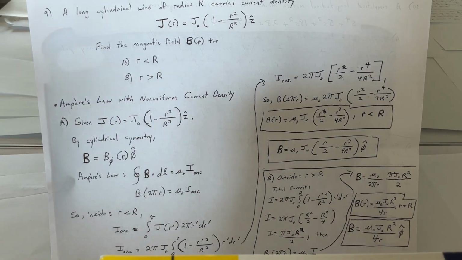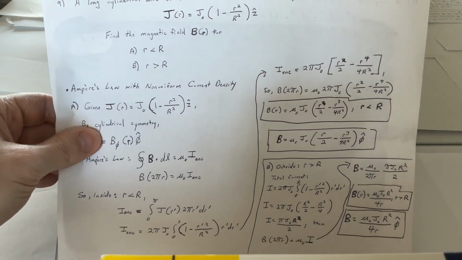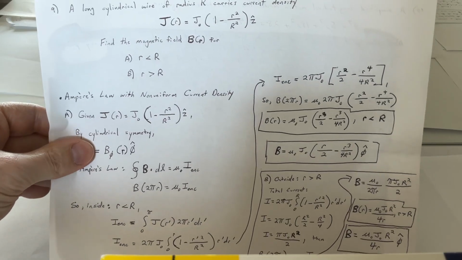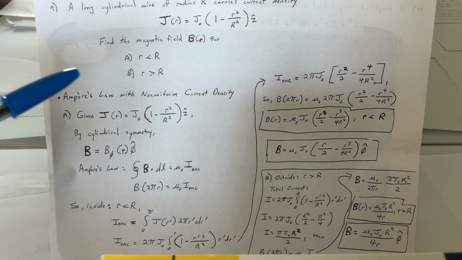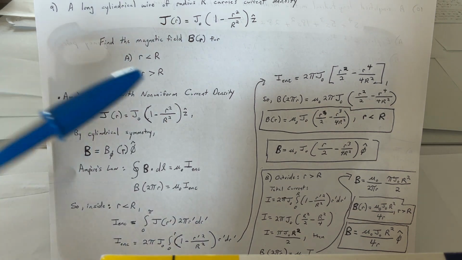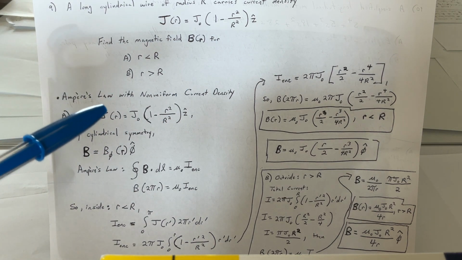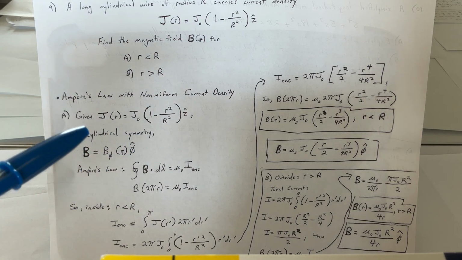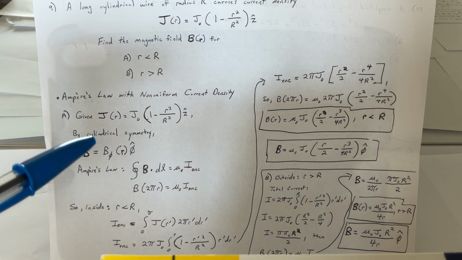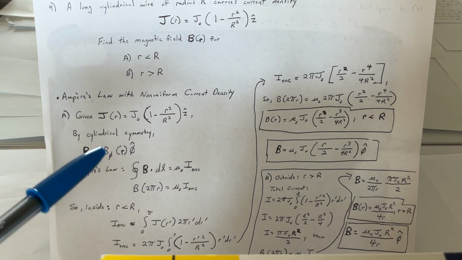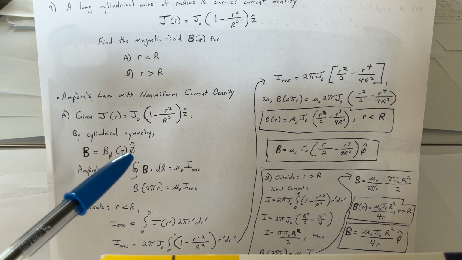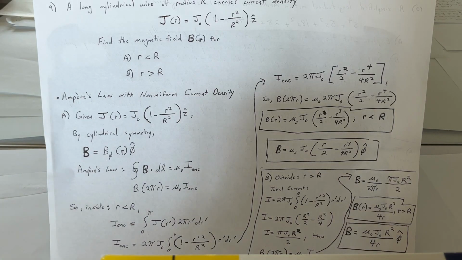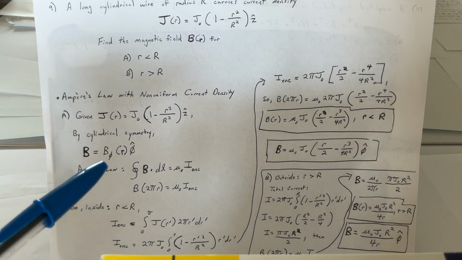Okay, so let's see here. We're going to use Ampere's law with non-uniform current density. That's the type of problem this is. So J of r equals J naught, parentheses, 1 minus r squared over capital R squared, z hat. By cylindrical symmetry, the magnetic field is B sub phi of r, phi hat.